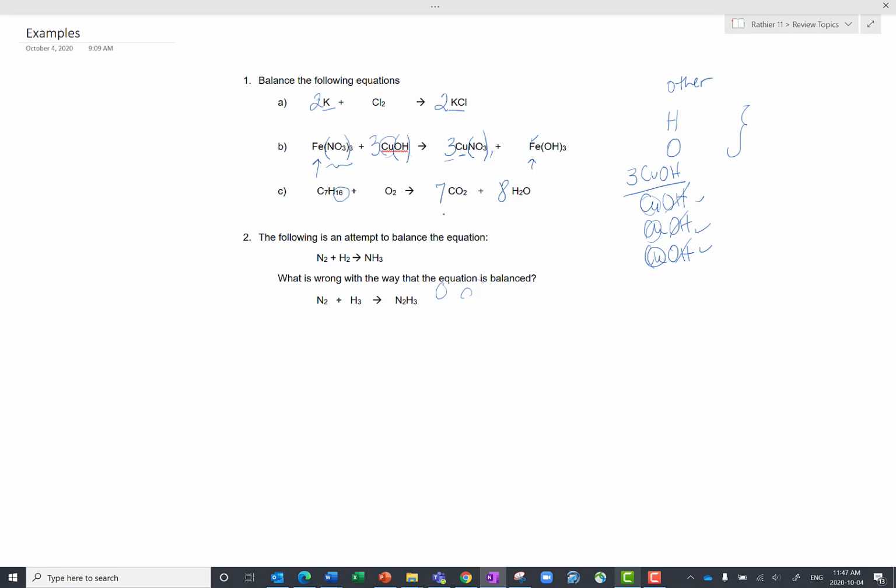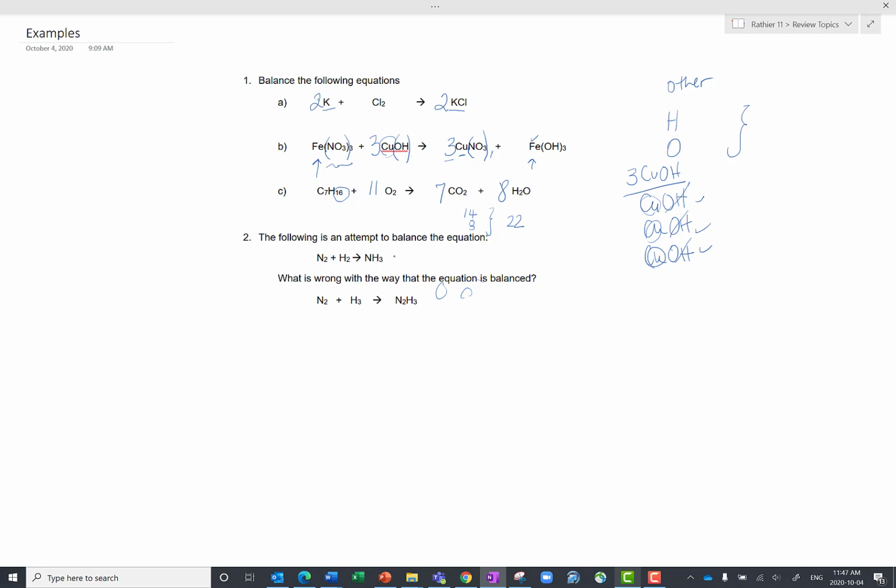Now tallying up the oxygens on the right-hand side, I've got 7 CO2, that's 14, plus 8, which gives me a total of 22. I've got 22 oxygens on the right-hand side. So my last step is to balance the oxygens. And I'm going to put the appropriate coefficient, which is going to be 11 oxygen, so that I can have 11 times 2 is 22.